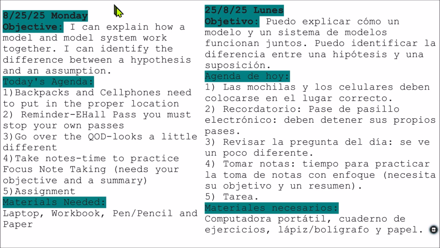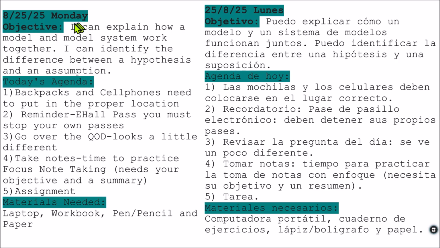Okay, we're going to look at our QOD. It looks a little different today. Then we're going to get into our notes. This is a good time to practice taking focus notes. Don't forget, focus notes need an objective and a summary.